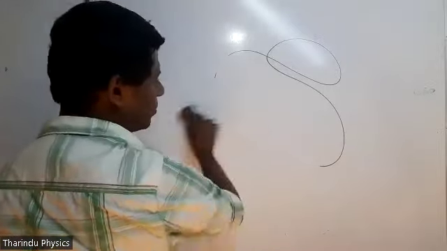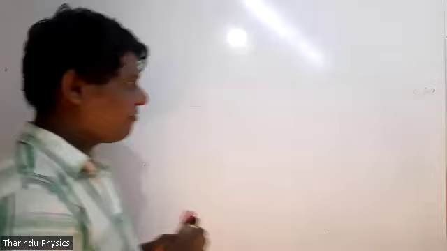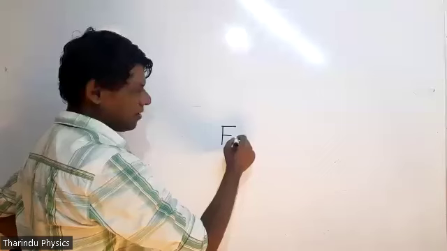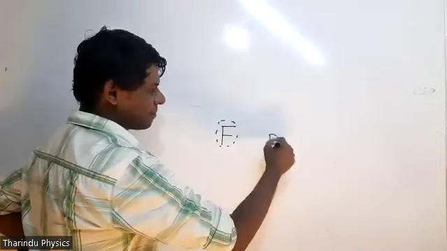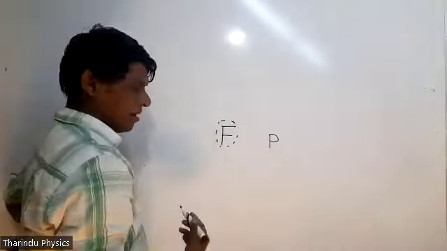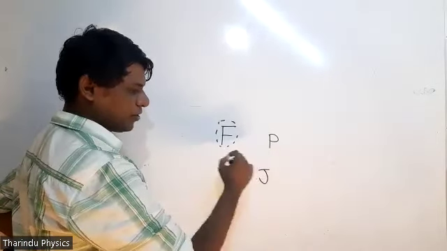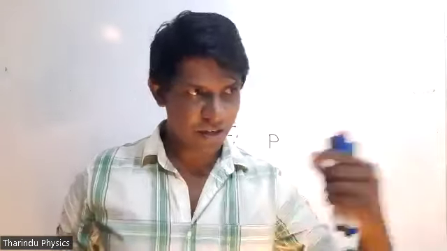And now we have to learn the way of representing a vector. If there is a thing called force, how do you represent force? With the symbol F. Like pressure, you represent using P. In the same way, amount of energy, you represent in a unit called joule. Like that, you should represent a certain vector in multiple ways.